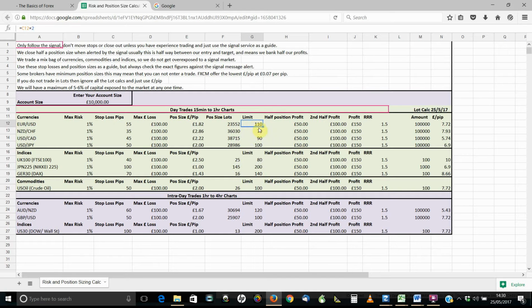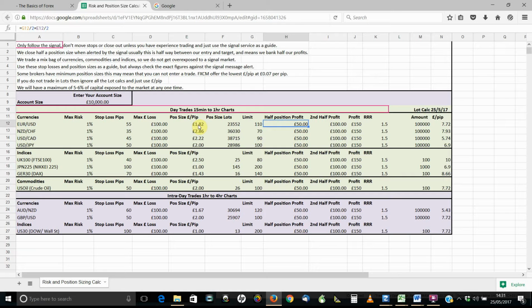So as a general rule, as I said before, it's double the stop loss. And the reason for that is we want to achieve a risk to reward of 1.5. So let me explain to you how that's calculated. We're taking half our position off at the halfway point between the entry price and the limit order. Therefore, that is 55 pips.